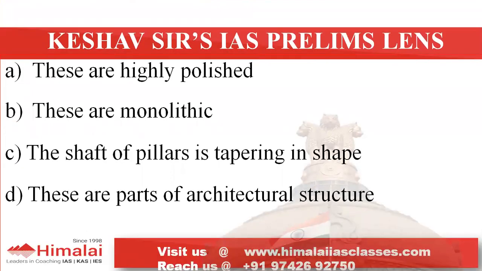Option A, these are highly polished. Option B, these are monolithic. Option C, the shaft of pillars is tapering in shape. Option D, these are parts of architectural structure.